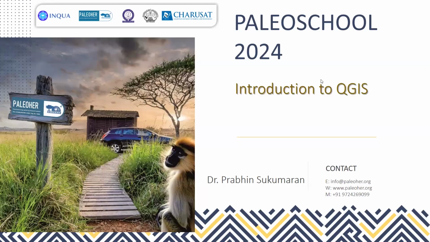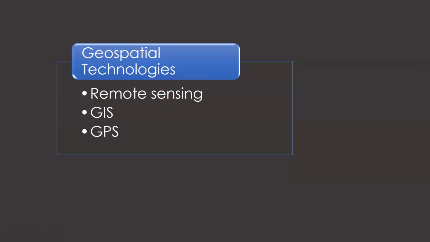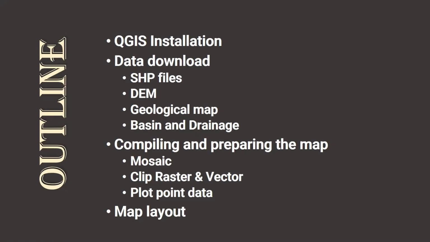GIS is basically a software where we can compile different data, we can manipulate the data the way we want, and we can produce reports or maps or charts which are geospatially connected. They have a latitude and longitude. Now let us get into the aspects of this practical demonstration.